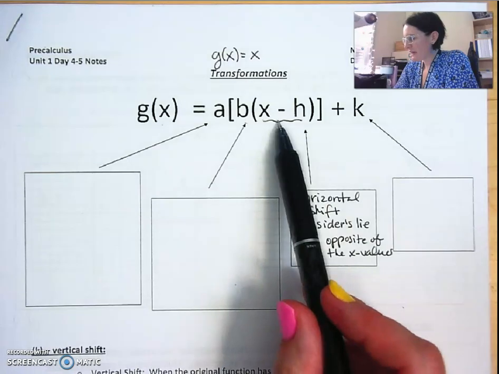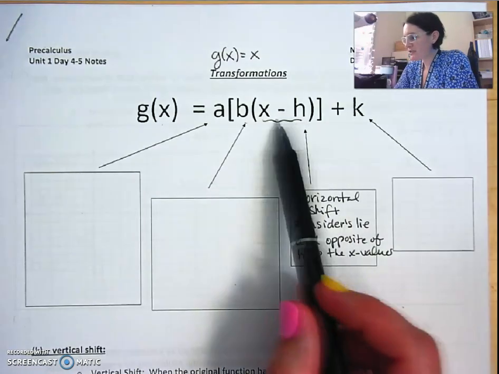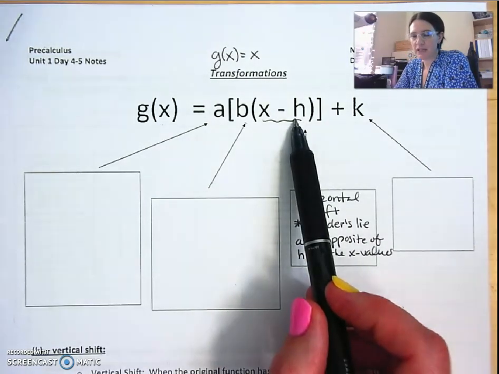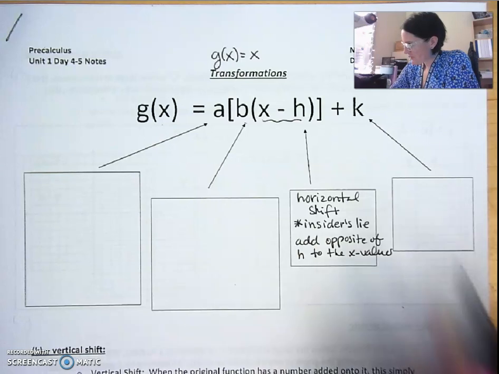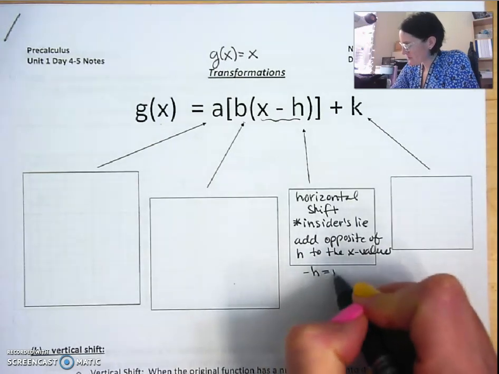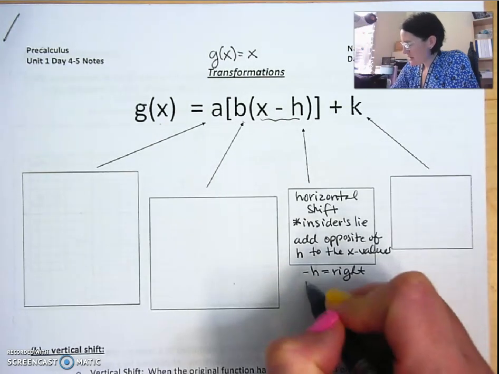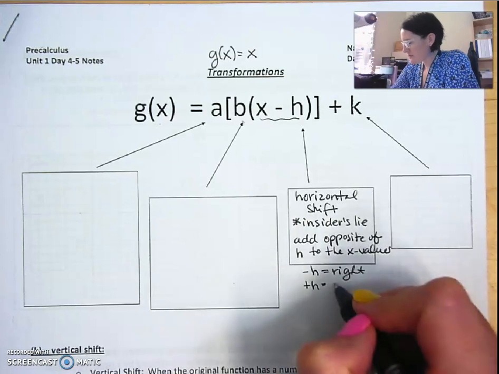So if we have a minus h, so if it was a minus 3, we're going to add 3 to the x values of the original function. So if you have a negative h, that means you're going to shift to the right. And if you have a positive h, you're going to shift the graph to the left.